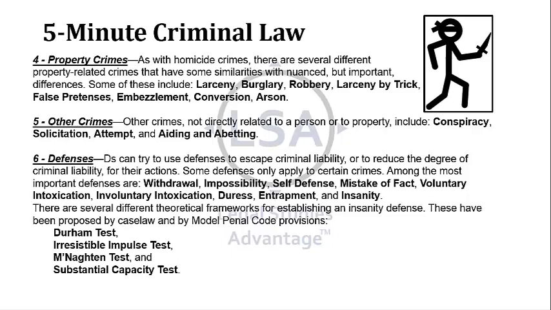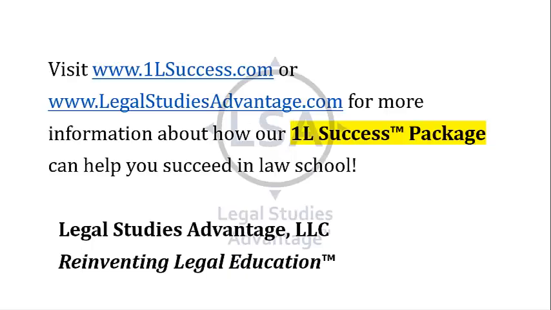There are several different theoretical frameworks for establishing an insanity defense. These have been proposed by case law and by the Model Penal Code provisions. These include the Durham test, the irresistible impulse test, the M'Naughton test, and the substantial capacity test. That concludes our brief overview to the subject of criminal law.